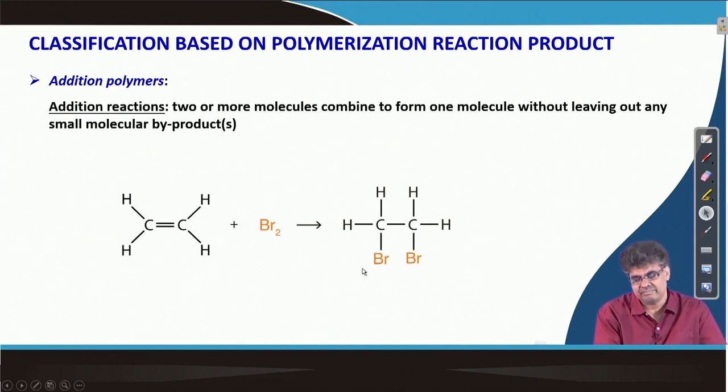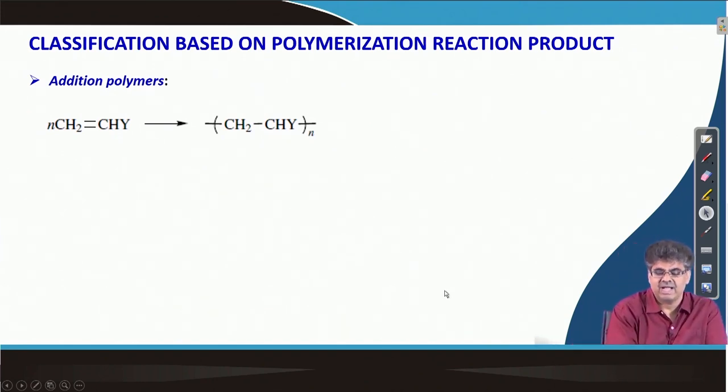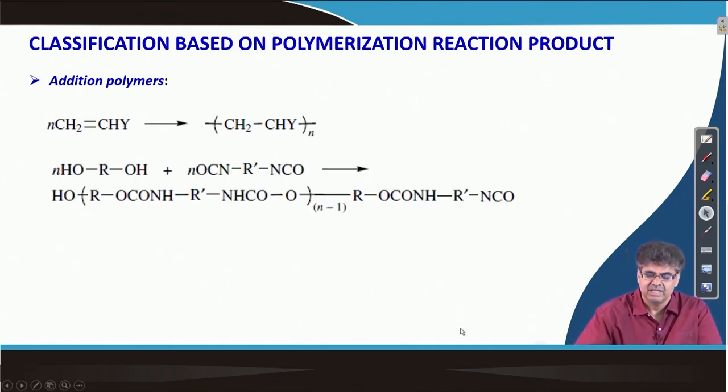Now, we can have the same type of reaction for polymerization, and the examples we have given till now, polystyrene and polyethylene, are addition polymers. So, basically you take a monomer and then polymerize, which is just an addition of these monomers to make a polymer molecule. So, we call this an addition polymer. For example, we talked about polyethylene, polystyrene, polyvinyl chloride, and many other examples can be given.